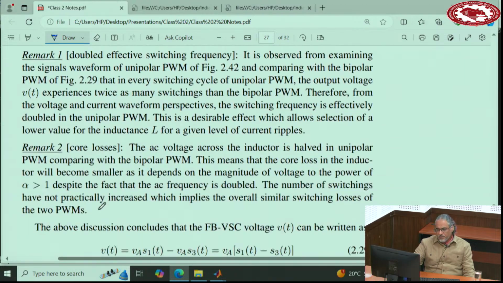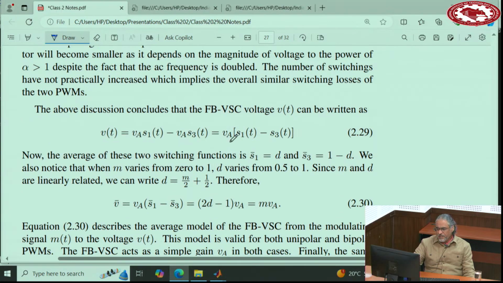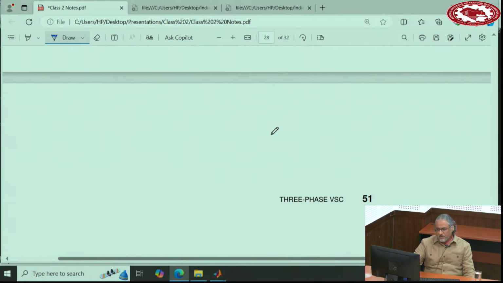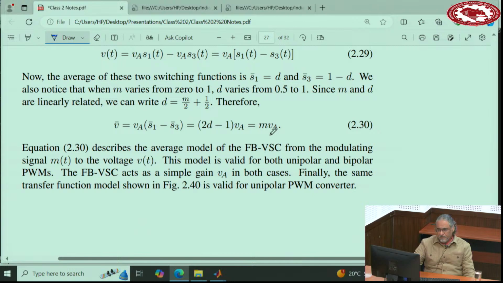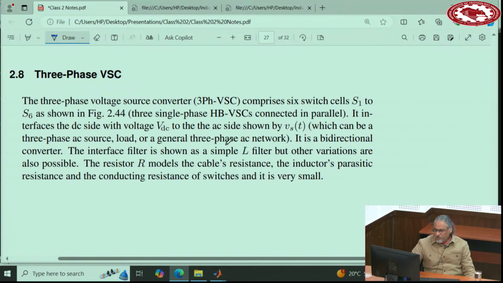And I talked about core losses or hysteresis losses here. And here is the mathematical model, VA times S1 minus VA times S3, and then using the same equation we derive 2D minus 1, which is equal to M. I didn't show the diagram because it's the same diagram. So in terms of the mathematical model, it is the same. In terms of operation, that's the way you operate it in PWM, just to benefit from this zero state.